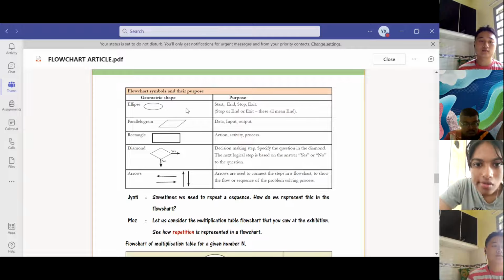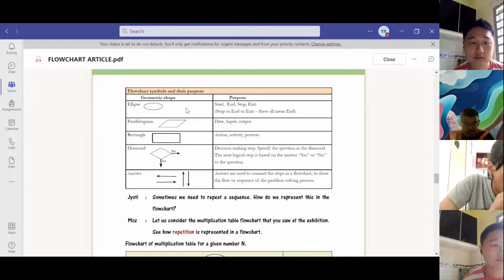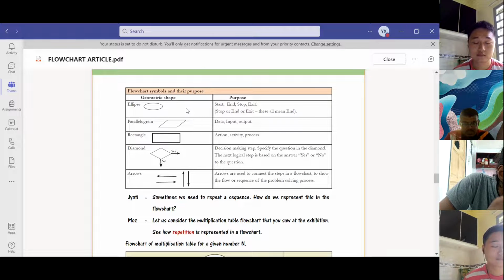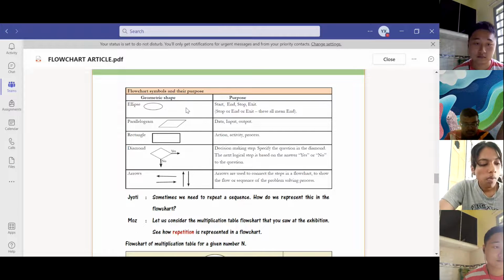So these are the flowchart symbols and their purpose. The first geometric shape is the ellipse. The purpose of it is start, end, stop, and exit. Secondly, the parallelogram. The purpose is data, input, and output. Thirdly is the rectangle, which means action, activity, and process.